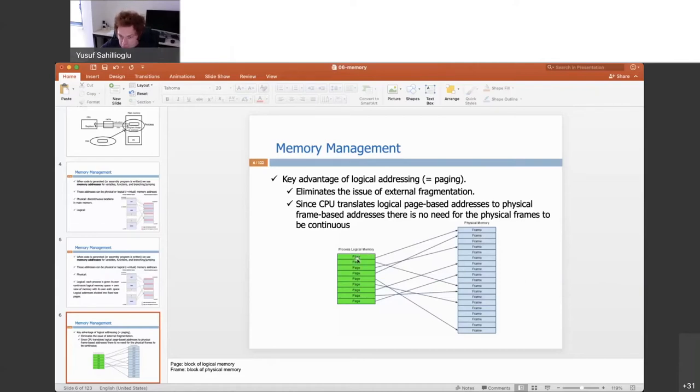And two consecutive pages here in the logical address space of a process can go to two totally unrelated places. As long as you keep these pointers, and by you, I mean the operating system, you are good to go.